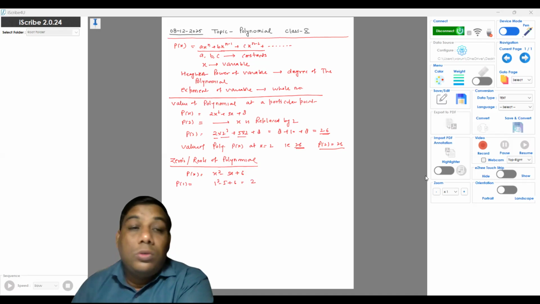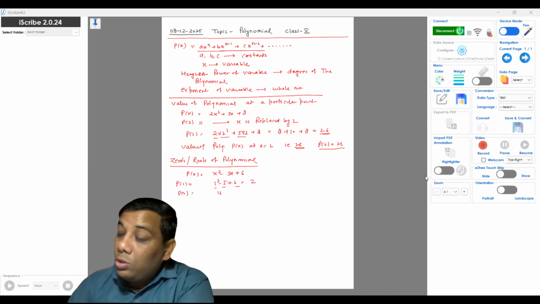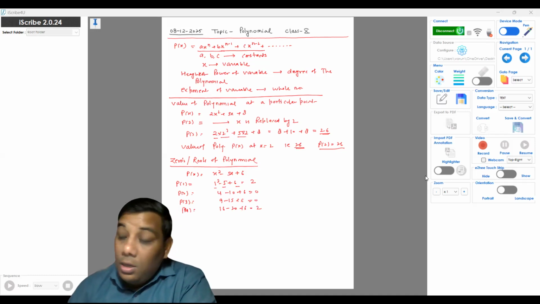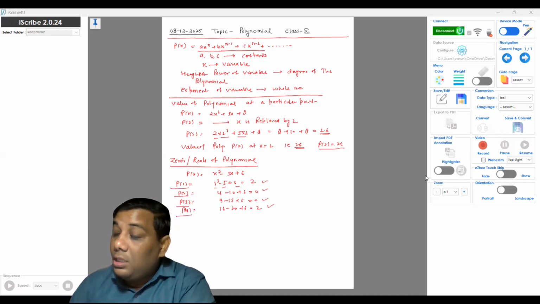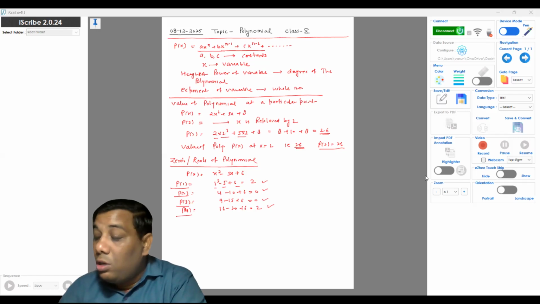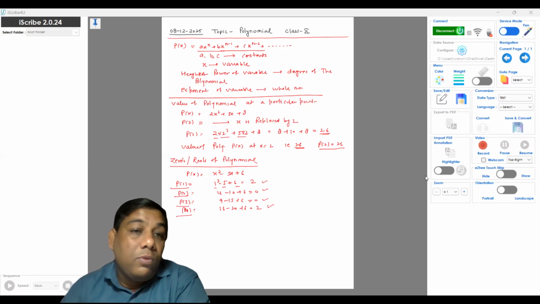Now this is 2, since 6 plus 1 minus 5. Now, the value of p(2) is 2 squared minus 10 plus 6, which becomes 0. Now p(3) is 9 minus 15 plus 6, again it comes to 0. Now p(4) is 16 minus 20 plus 6, which is 2. So these are the values of the polynomial at x equal to 1, 2, 3, and 4.